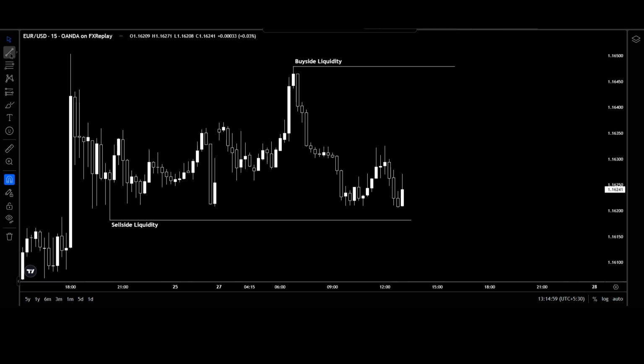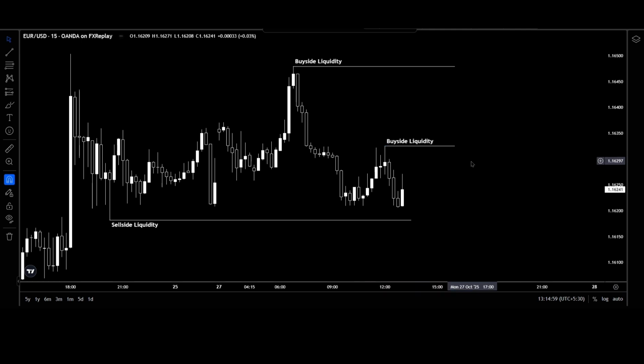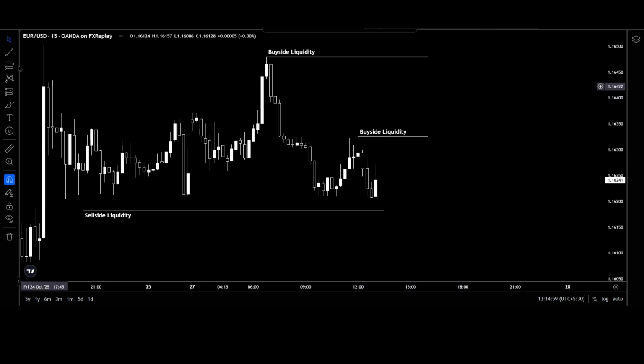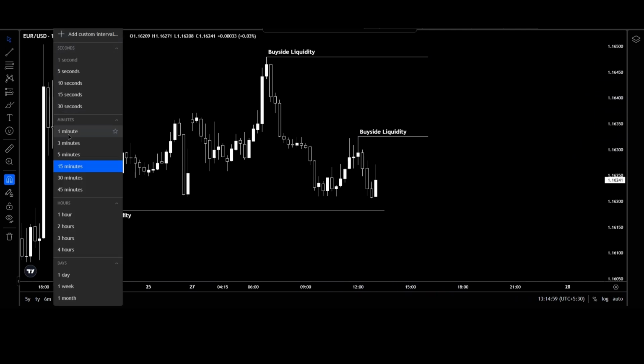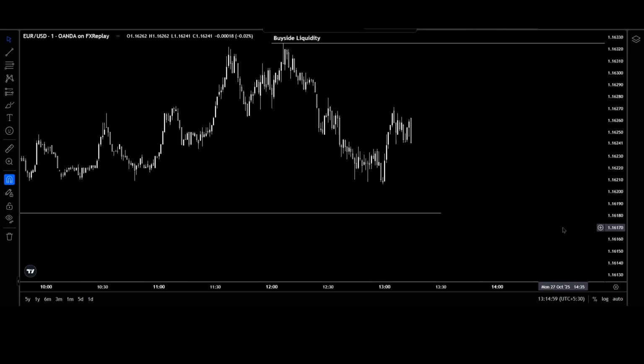First thing we have to do is to identify liquidity levels on the 15-minute time frame. Always choose swing highs and lows as your liquidity levels. We have to mark every liquidity level we can see on the charts to target those levels. Then we will wait until one of our liquidity levels gets taken out.